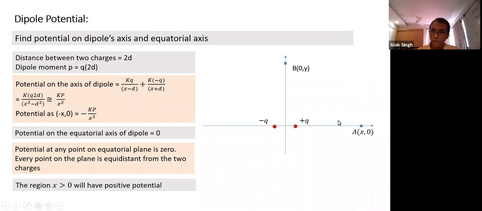Similarly, if I take a mirror image point here, it will have the same value but on the negative side. Can we say the potential on the equatorial axis of a dipole is zero? Potential on the equatorial axis of a dipole is zero. Yes, Abhirup, sir, would you like to explain why it is zero? Can you give me a reason?